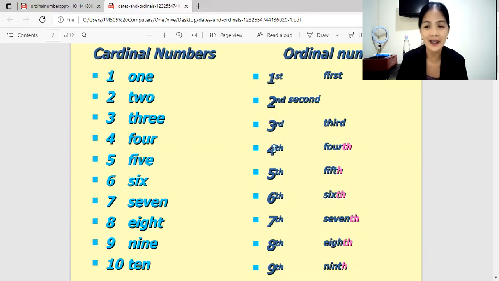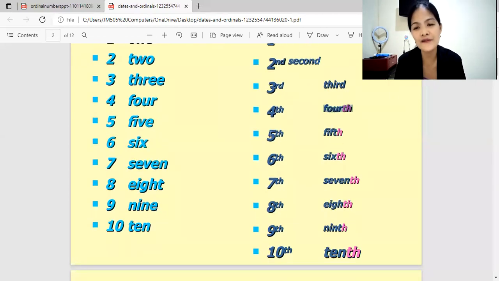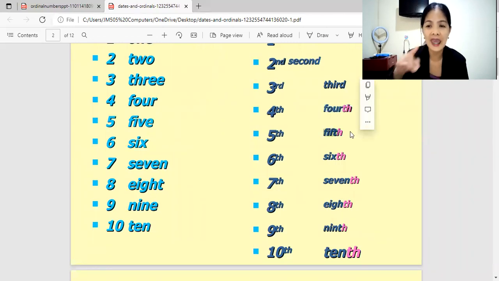Third is number three, and then R and D, third. Okay, and then fourth. Four, and then T and H, fourth. And if we write the word fourth, it is F-O-U-R-T-H, fourth. And then next, fifth, F-I-F-T-H, fifth. When you write fifth, it is five, T-H, okay.